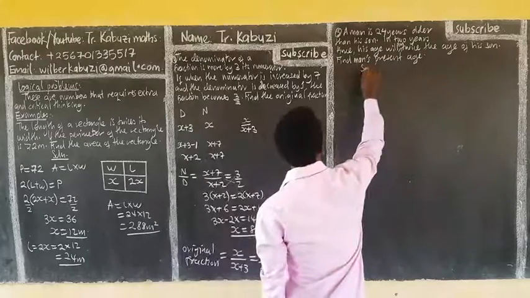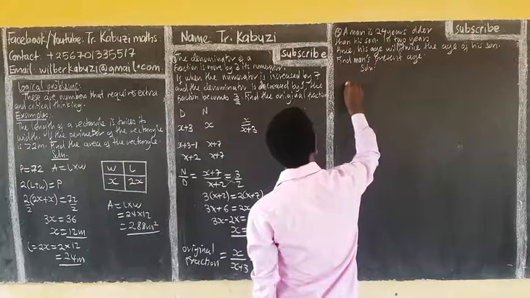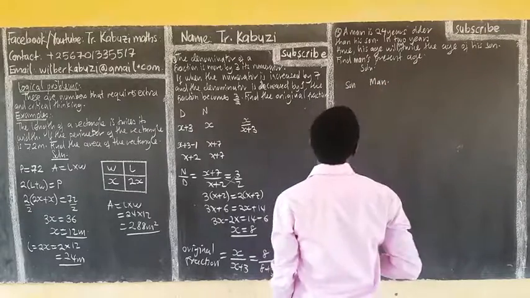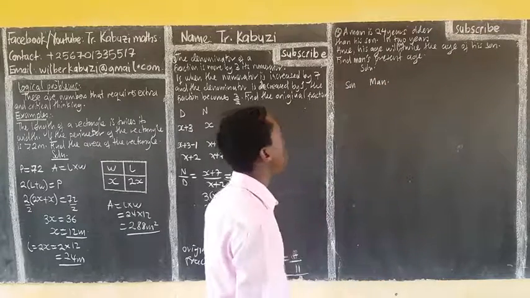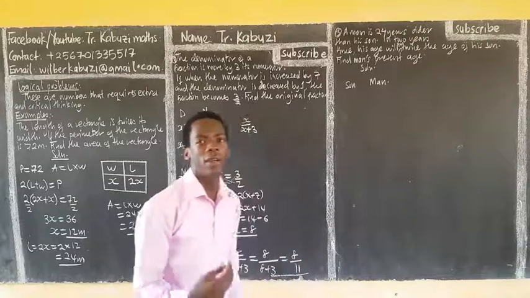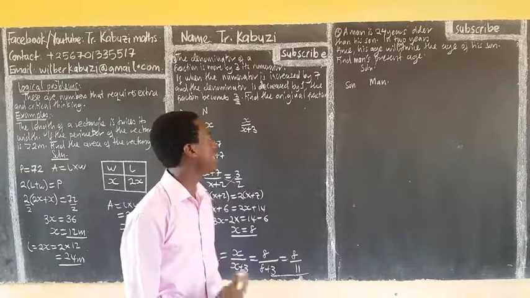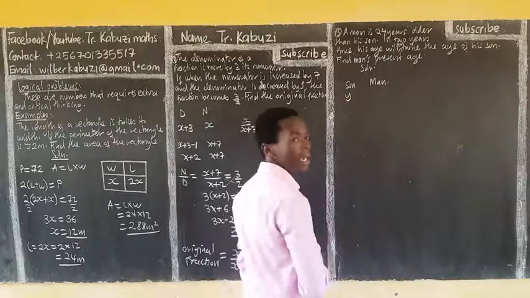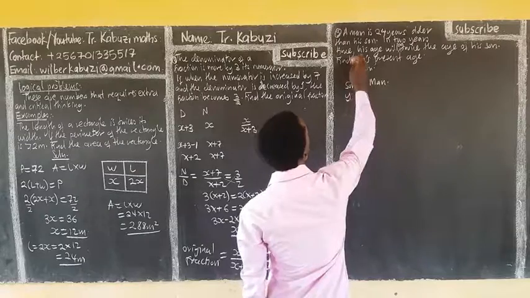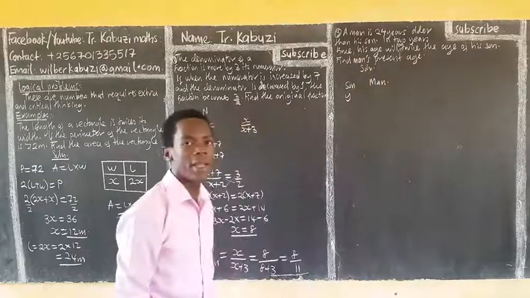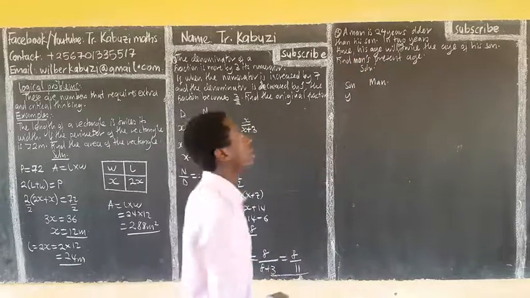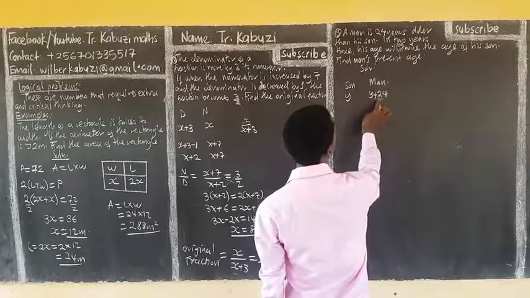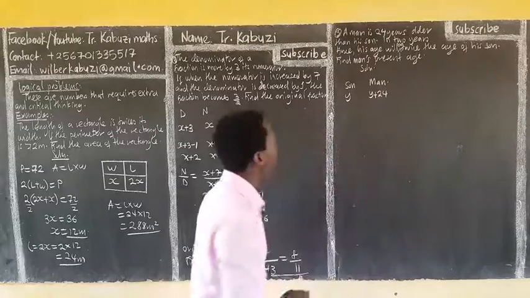In our solution now, you have a son, then you have a man. The man is 24 years older, meaning that we first get to know the age of the son. So if the son is y, the man is y plus those 24 years. So y plus 24 years. This man is 24 years older than his son.